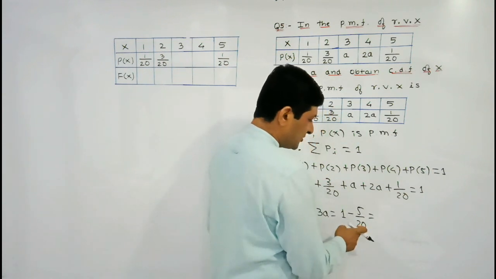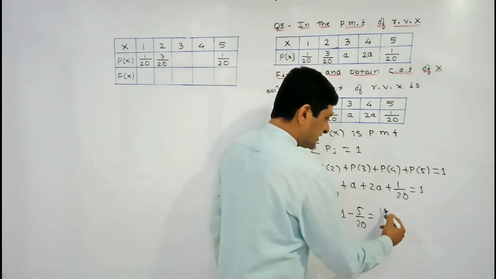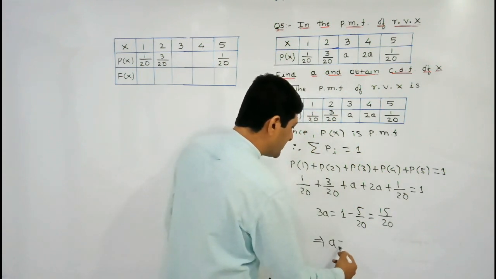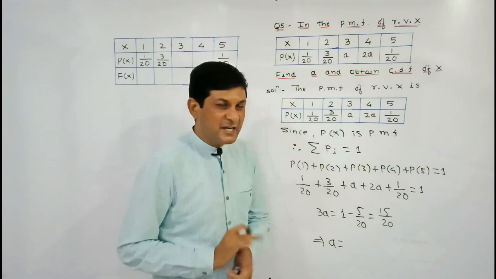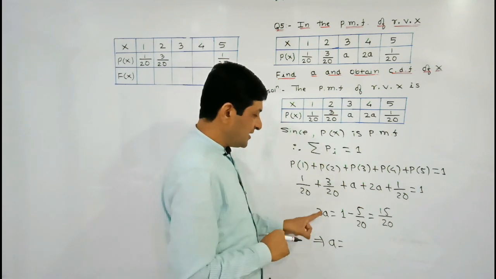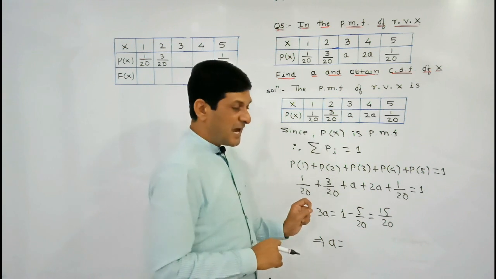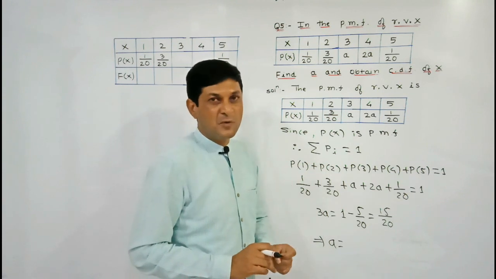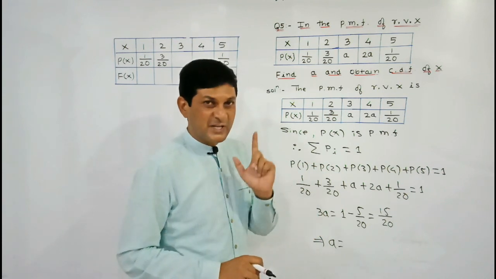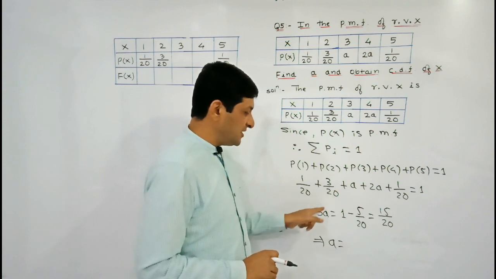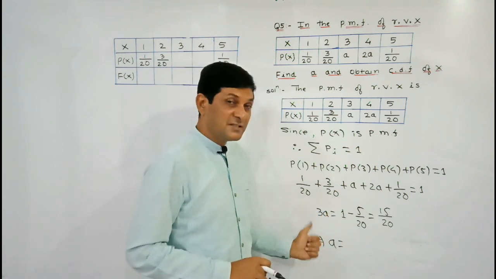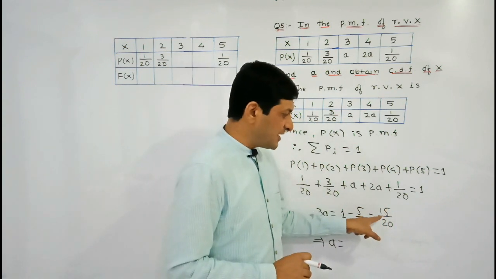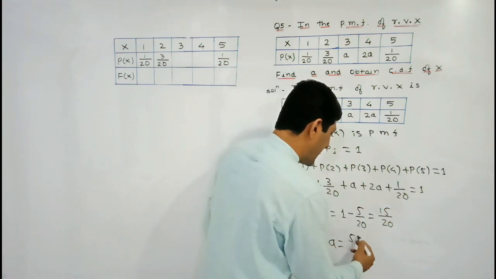Let us simplify it. 20 ones are 20, 20 minus 5 is 15, so the difference will be 15 upon 20, which implies that 3a will be equal to 15 upon 20. Now I am dividing both sides by 3, because a is our required value. To find the value of a, we have to eliminate 3, that's why I am dividing both sides by 3. If I divide the left hand side by 3, the 3 will get cancelled, and the remaining term is a. Since I am dividing the left hand side by 3, divide the right hand side also by 3. If I divide here by 3, we will get 5. So 5 by 20.